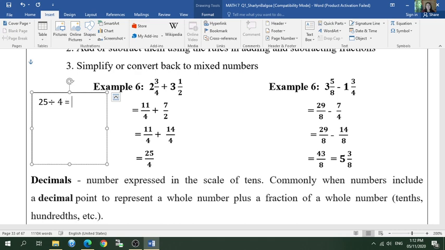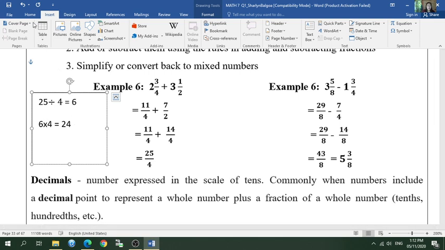Okay, it should be smaller than 25. Tama? So, 25 divided by 4. 4, 8, 12, 16, 20, 24. So, magiging 6. Okay? 6. So, yung 6 times 4 is equal to 24. Kaya magiging 25 minus 24 is 1.